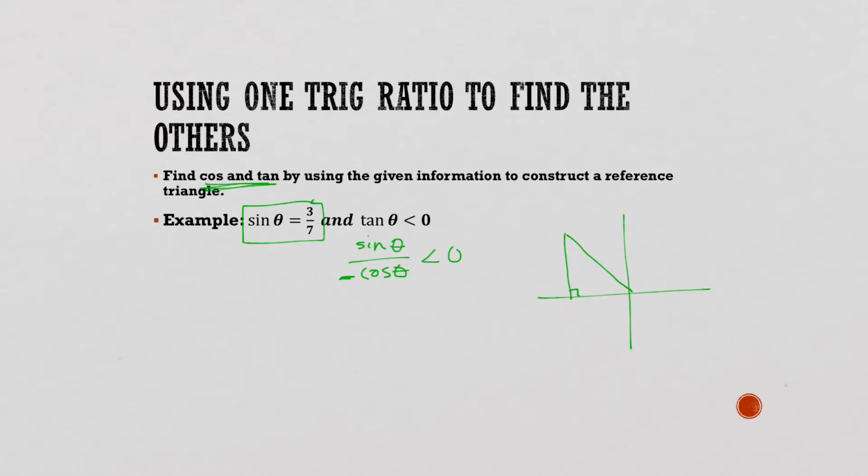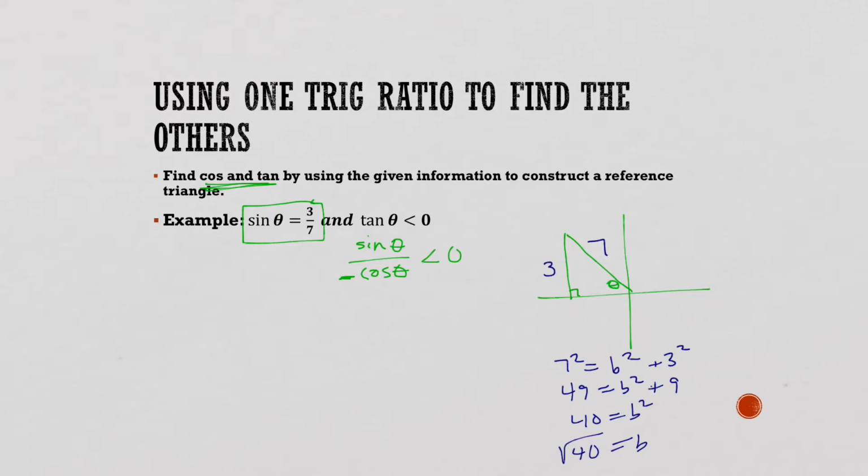So when it gives me the sine of 3/7, remember, sine is opposite over hypotenuse, so 3 is my opposite side, 7 is my hypotenuse. Now I need to use my Pythagorean theorem to find the other side. 49 equals b squared plus 9, take away 9 from both sides, you get 40 equals b squared. B equals the square root of 40.